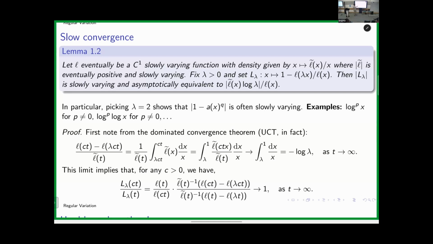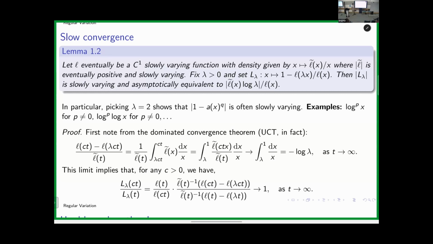Okay. Now, by uniform convergence on compact sets of lambda, this guy converges to 1 uniformly, or if you want, by domination, so the limit of this thing is just this integral of dx over x, which is minus log lambda. Okay. So nothing weird yet. And then I will now use this limit to show this other thing.